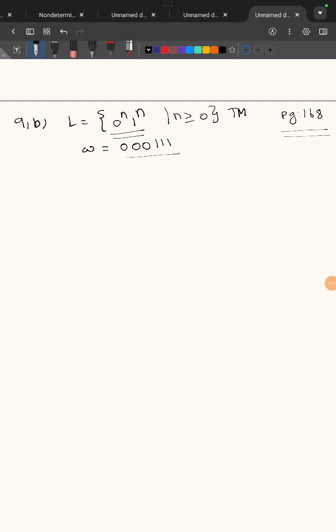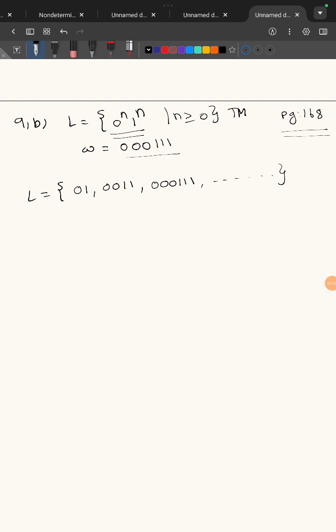Now regarding this question, basically if n is equal to 1, you will be having 0 1. If n is equal to 2, it will be 0 0 1 1, or if n is 3, it will be 0 0 0 1 1 1. So the same number of zeros and ones we will be having, and this Turing machine will accept the string that has an equal number of zeros and ones.